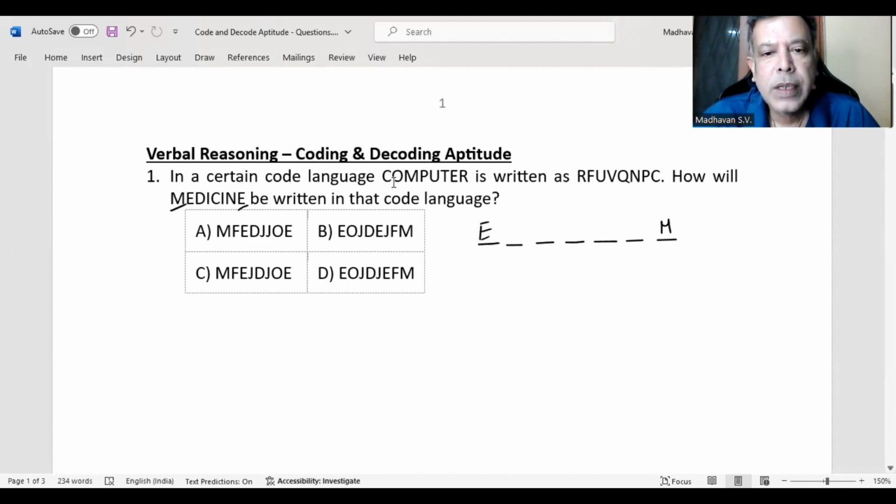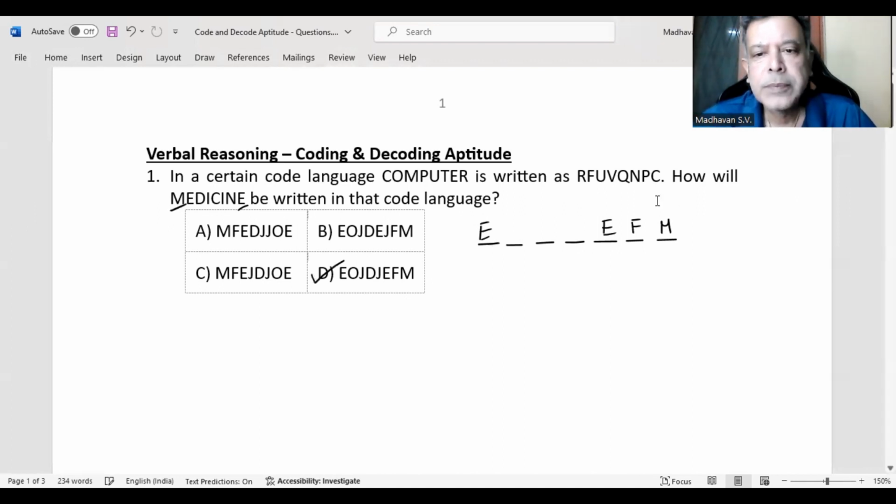Then in the alphabet, after O, P comes. Similarly, here after E, F will come in the last-but-one place. The second letter's next letter will come here. Then M, the next letter is N. Similarly, D, the next letter should be E. So from now itself, we can say that the option should be D, but let us verify that.